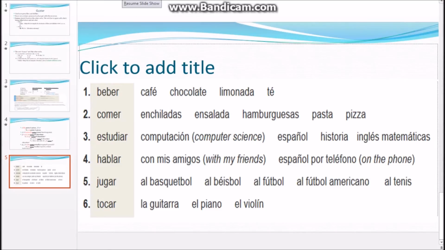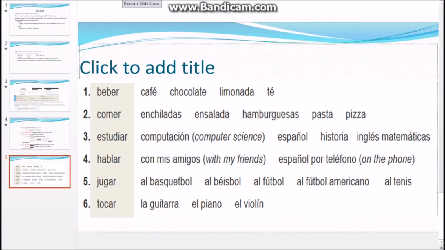To eat. And number 3, computación, español, historia, inglés, matemáticas. All these are what? They're subjects, they're courses. So estudiar could mean to study. Hablar, and number 4, con mis amigos, español, hablar por teléfono. So with my friends, Spanish, or on the phone. What can I do with my friends? What can I do with Spanish? What can I do on the phone? That's right, hablar is to speak or to talk.